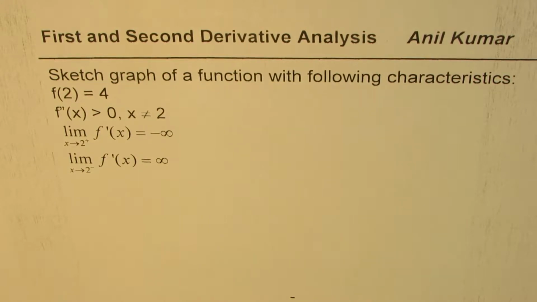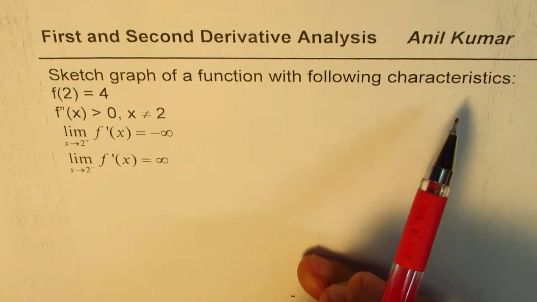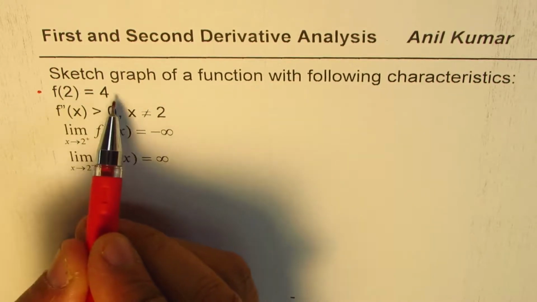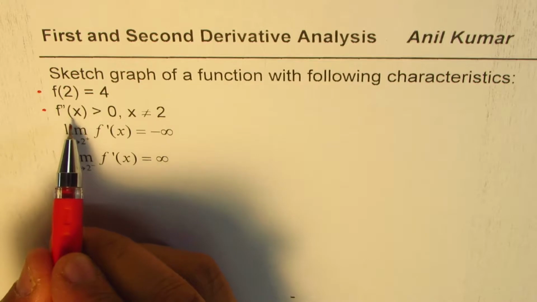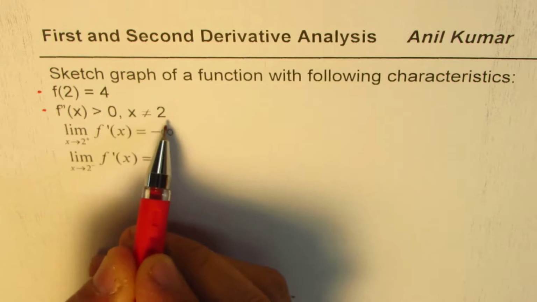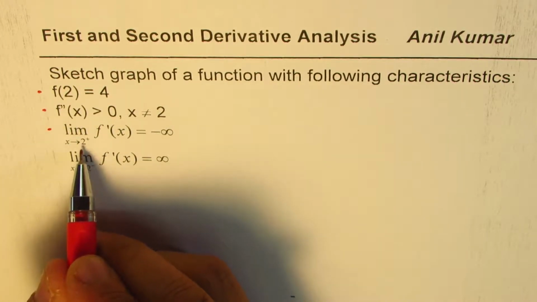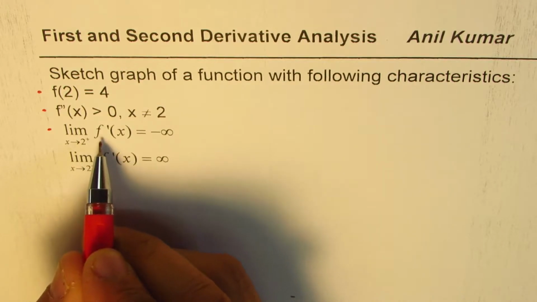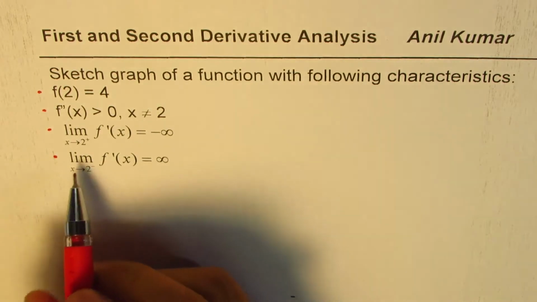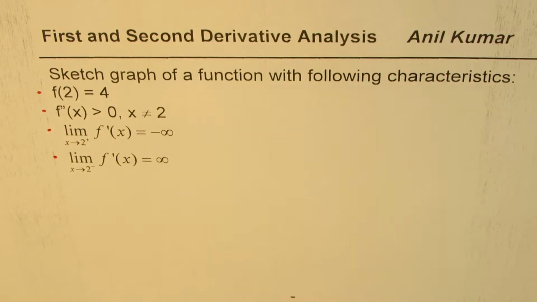Here the question is, sketch the graph of a function with the following characteristics. f of 2 equals 4, that means at 2 the value of the function is 4. The second derivative of the function is greater than 0 for x not equal to 2, so elsewhere it is greater than 0. Then the limit as x approaches 2 from the right side of the derivative of the function is minus infinity, and the limit as x approaches 2 from the left side of the derivative of the function is plus infinity.